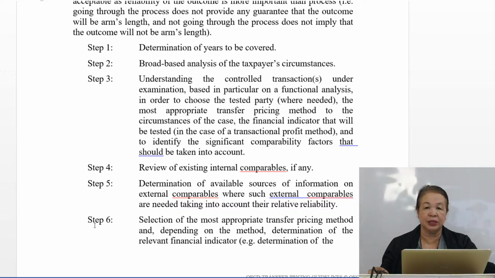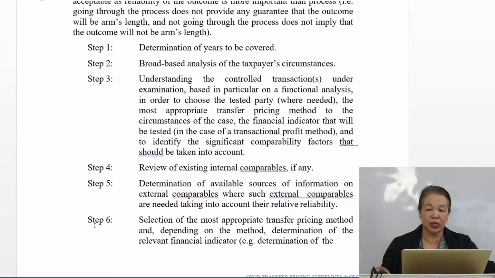So yun na yun. Pagdating mo ng step 9, ma-determine mo na yung arm's length price. How much really is the arm's length price? Kasi dito sa step 8, nag-adjust ka na. Dito naman sa step 7, identify mo na yung potential comparables. Sa step 6, na-select mo na yung transfer pricing method mo na gagawin. Sa step 5, nandun na yung mga information ng external at saka internal comparables. Sa step 4, na-review mo na yung existing na internal comparables.